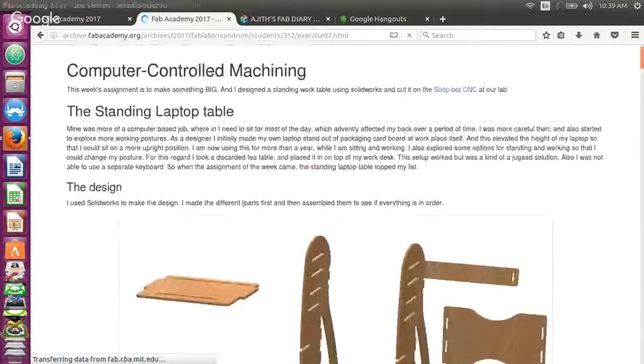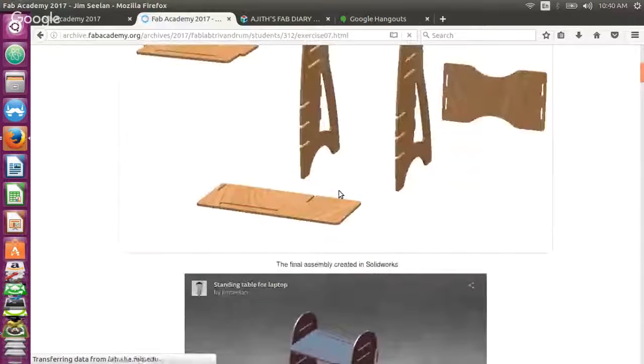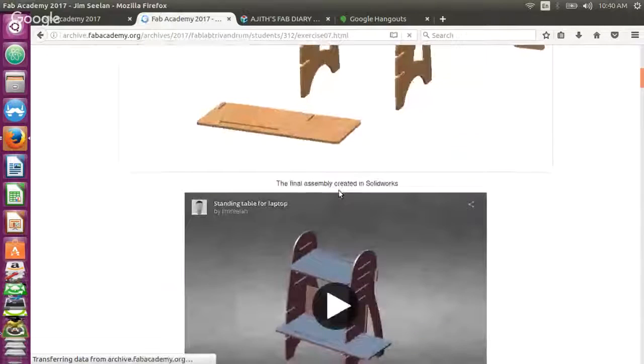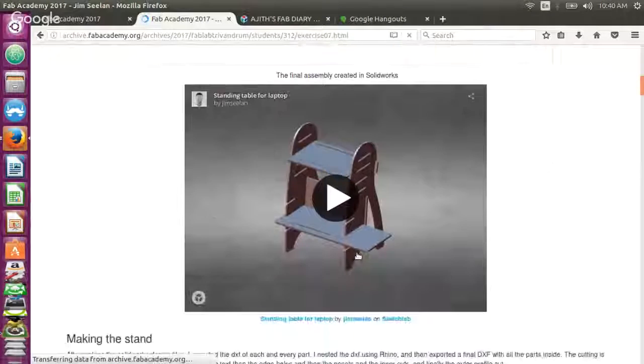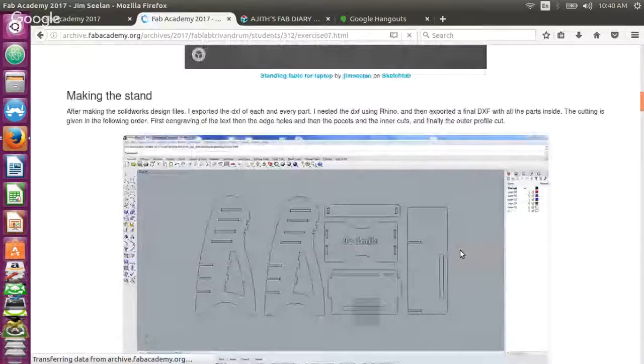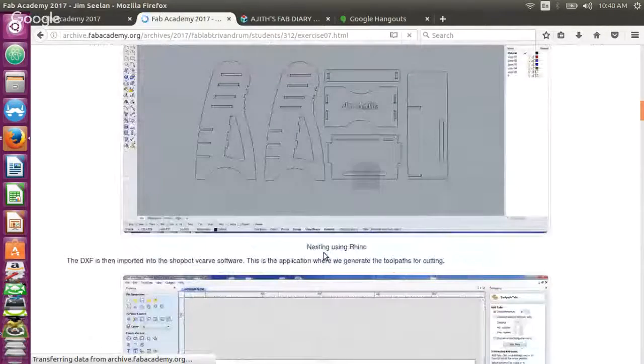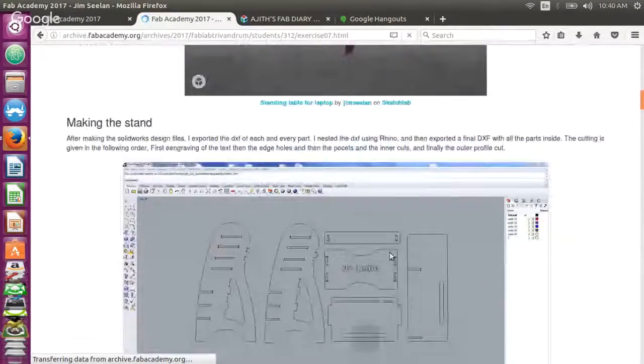Okay. So I actually wanted to make something like this because it's not a good idea to always sit and work. So that's the motivation for making this. I designed it using SolidWorks. The individual parts are made and the assembly is done and checked in SolidWorks. Then I used Rhino to set it all up, doing the nesting.